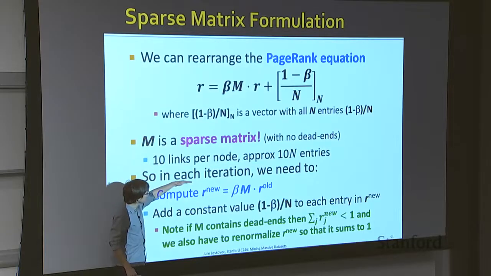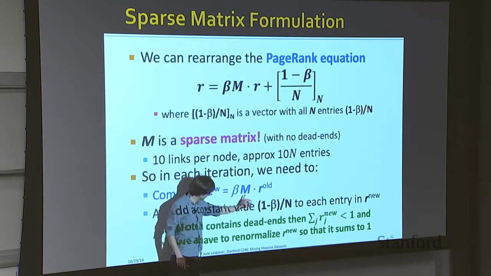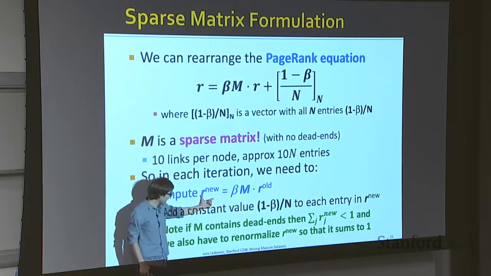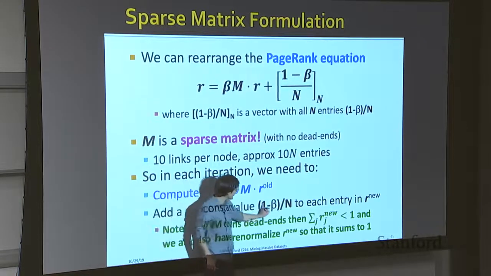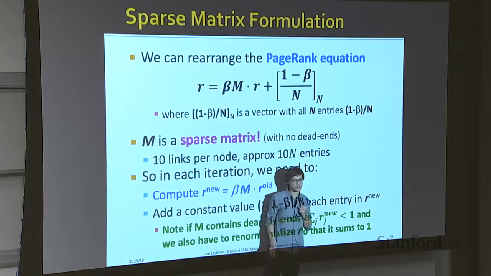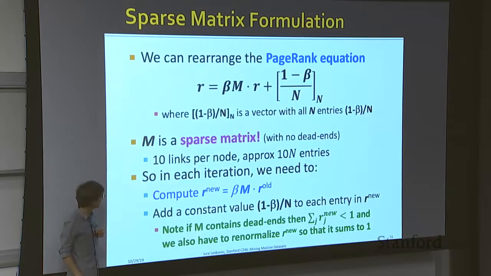This means that in each iteration, all I have to do is take the R old, multiply it with M, multiply it with beta to get the R new, and then add this constant value (1 minus beta) over n to each entry in R new. And that's essentially all I have to do.